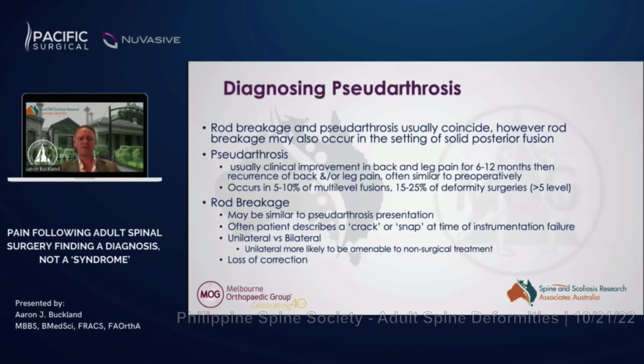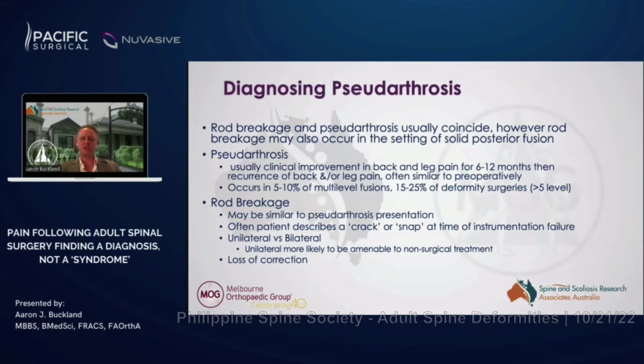So history is absolutely paramount. It is actually quite common, occurs in 5 to 10% of multi-level fusions, and even 15 to 25% of deformity surgeries of more than 5 levels. So be aware of it. And if you hear that history of the back pain getting better and then getting worse at that 9 to 12 month mark, that should be one of the first things you think about.